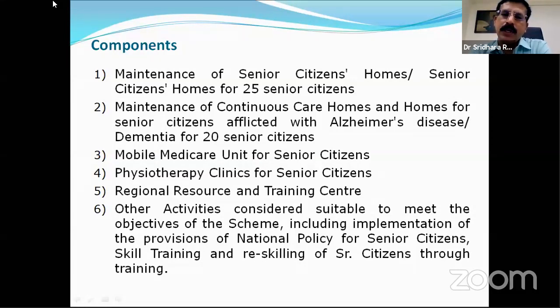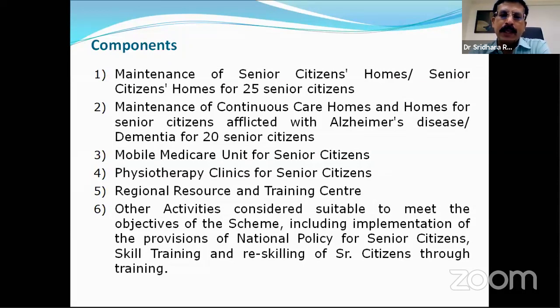Senior citizens with dementia and Alzheimer's disease we can't keep in the same old age homes, because they need more psychological treatment, and counseling is more important. That's why for dementia patients, any institutions, NGOs, or government, if they are interested in running old age homes and dementia care centers, we are supporting.